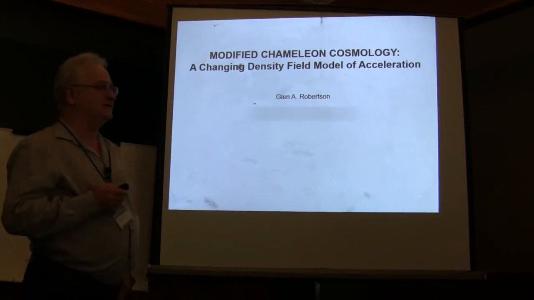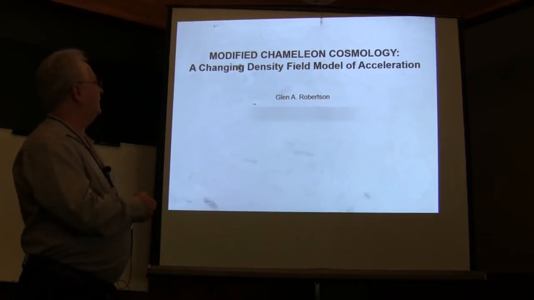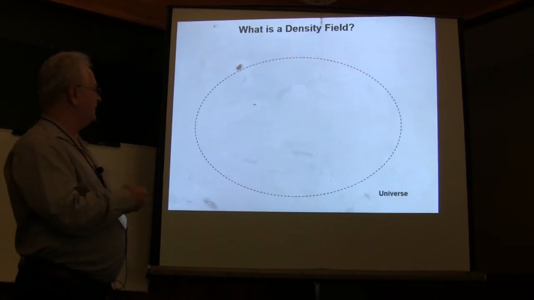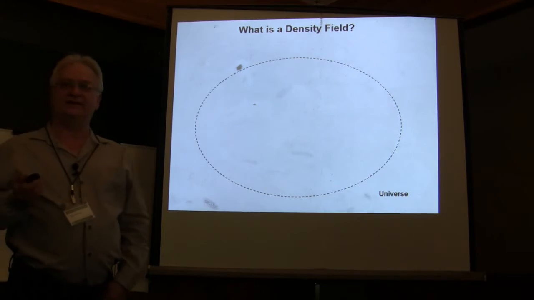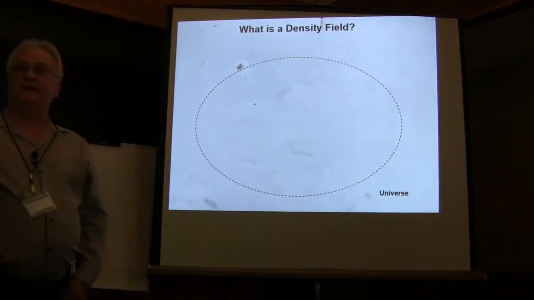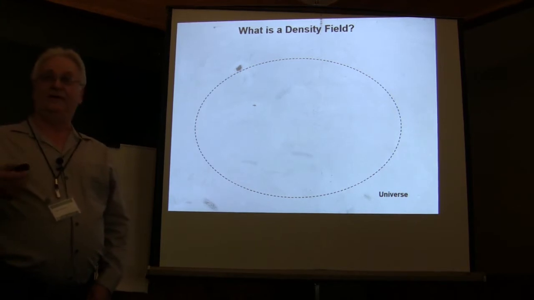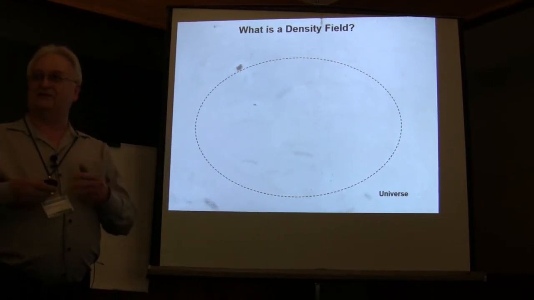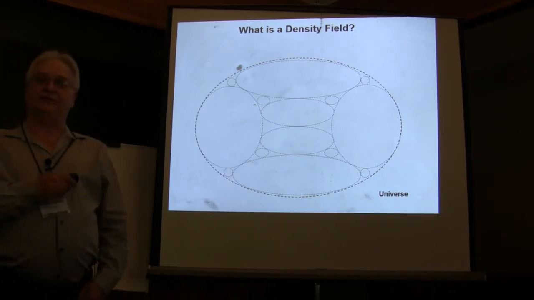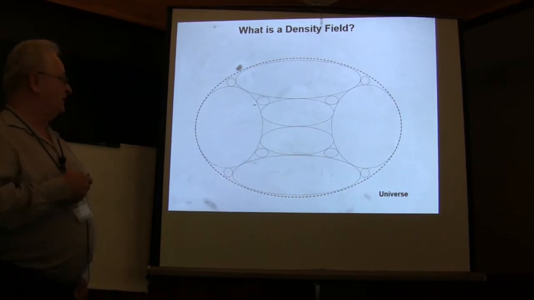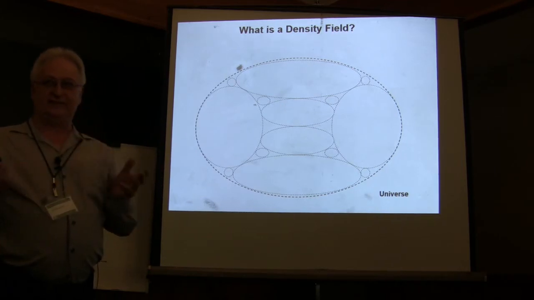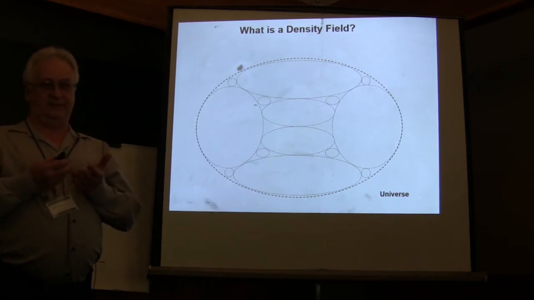Chameleon cosmology is a changing density field model. So I wanted to give a slide first to talk about what a density field is. Basically, the universe is a density field. You can calculate a density for it. It's a big field, and then you can break it up into smaller densities and talk about smaller densities, all the way down to a solid mass if you want to. So a density field can be solid masses.